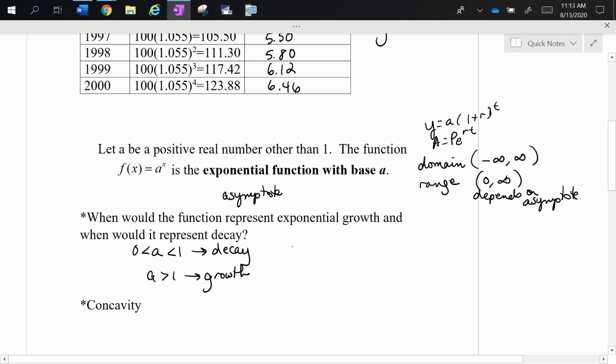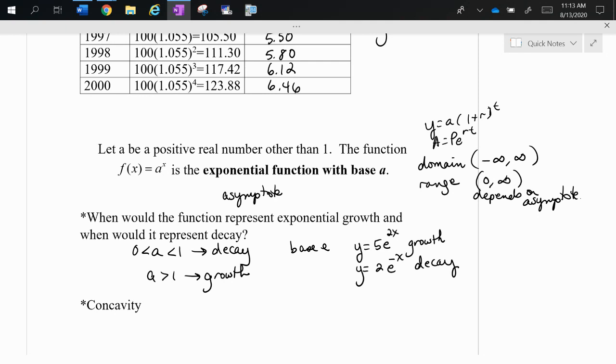What about if I have a base e exponential formula? Then it depends on the exponent. So something like y equals 5e to the 2x would be a growth function, or something like y equals 2e to the negative x would represent a decay function. So if my exponent is positive, we have growth. If my exponent is negative, we have decay.